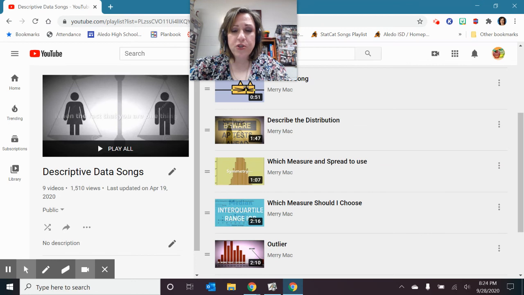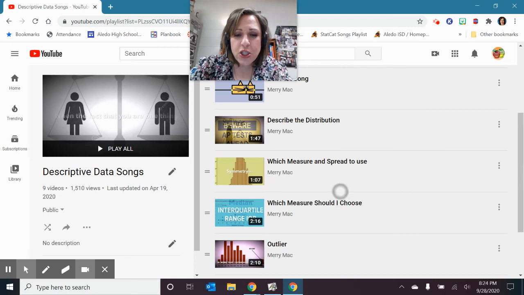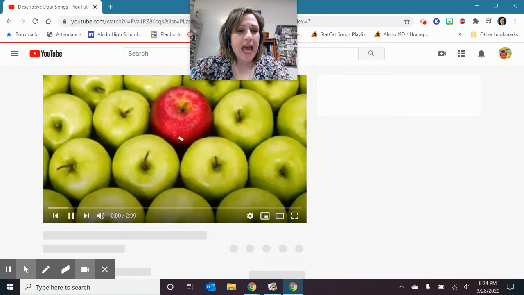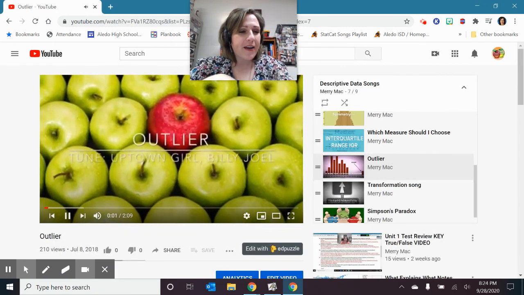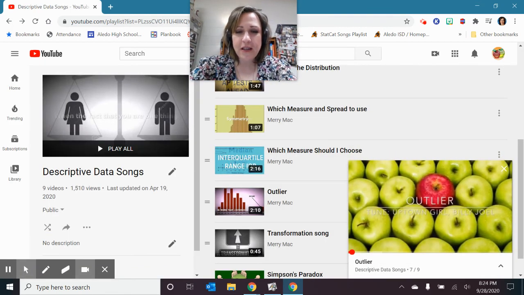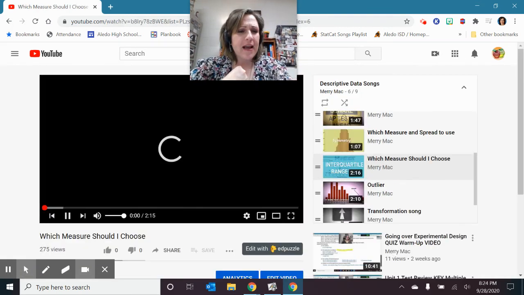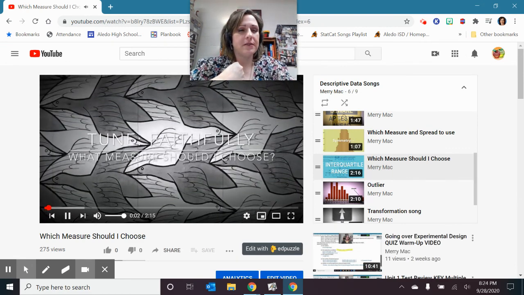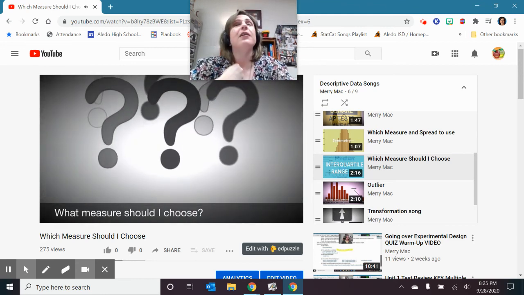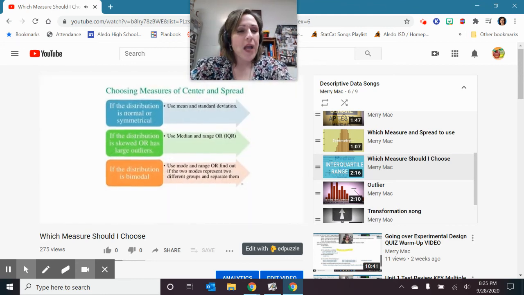Here's our describe the distribution. Here's our which measure of center and spread to use. That short one that's only 1 minute and 7 seconds is the ABBA song. If you have skew, then you must choose to use median and IQR. And here's our outliers, which happens when the data that you have. And then, so dramatic. Here we go. Which measure should I choose to use? So dramatic.